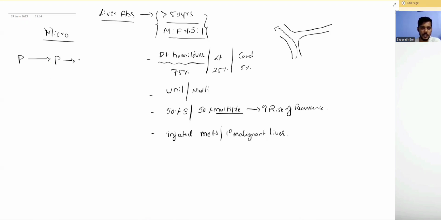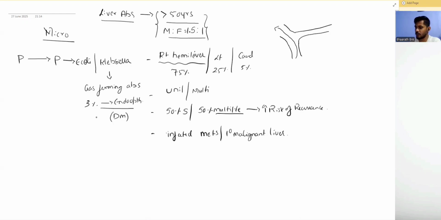And these polymicrobial abscesses, the most common organism would be E. coli or Klebsiella. Now this Klebsiella can lead to gas forming abscess, right? And in about 3% of cases, this Klebsiella can lead to endophthalmitis. Right? So the risk of endophthalmitis is much increased if the patient is diabetic or immunocompromised. Right? So this is one.